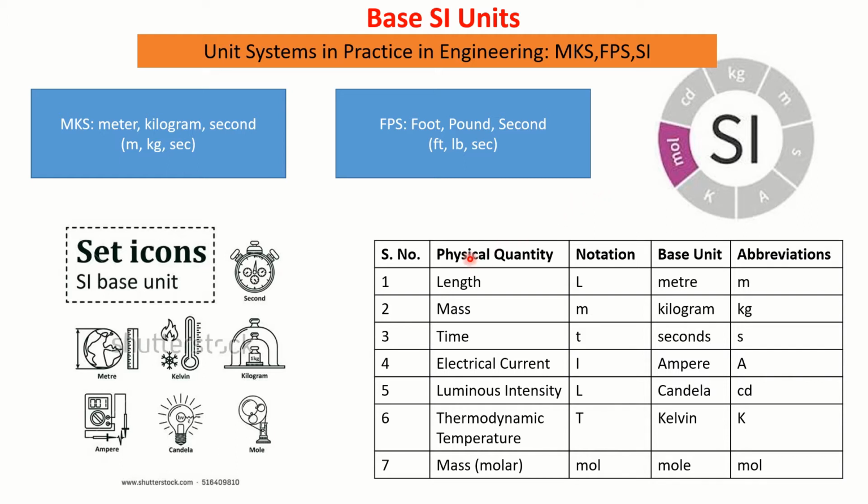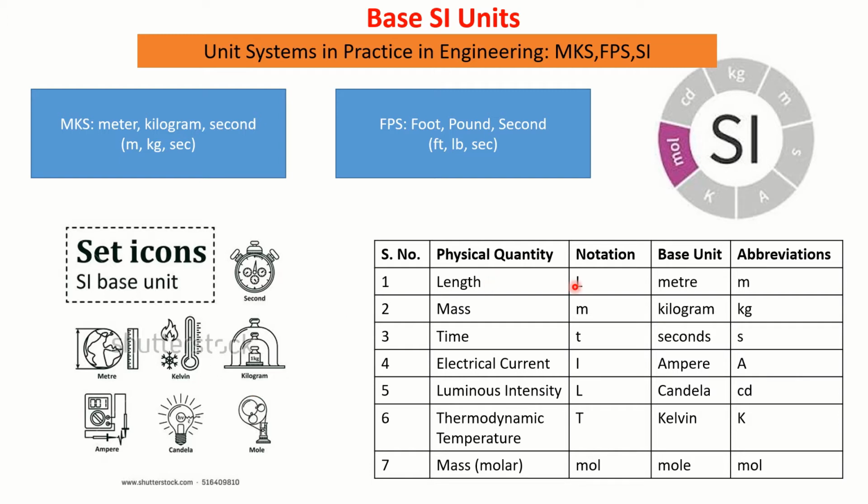There are 7 physical quantities for which base units are defined. These 7 physical quantities are length, mass, time, electrical current, luminous intensity, thermodynamic temperature, molar mass.